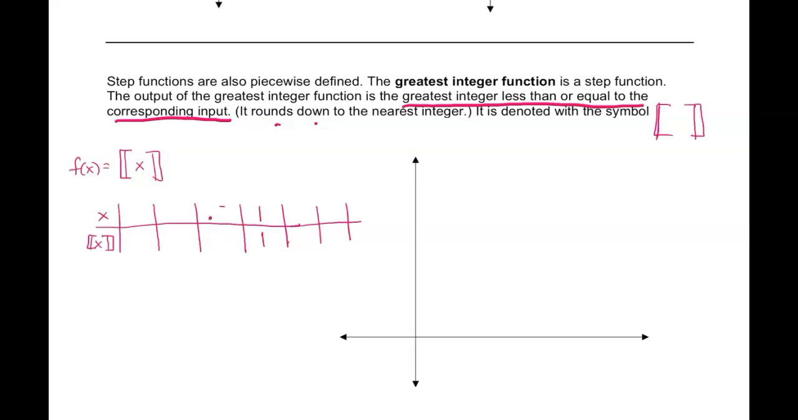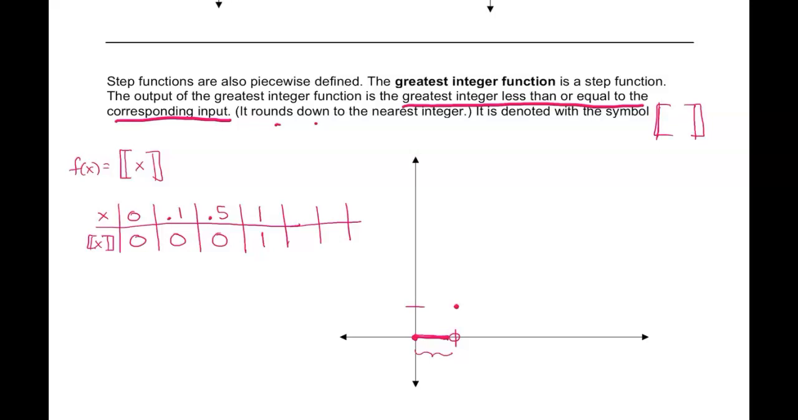But what if I put 0.5 in? It rounds down to the nearest integer. So greatest integer less than or equal. So the greatest integer less than 0.5 is 0. And then if I had done 0.1, I would still get a 0. So you see, when I'm at 0, I get 0. So 0, 0. And then when I get up to 1, it jumps to 1. So all the numbers between 0 and 1 are going to be graphed at 0 until you get to 1.